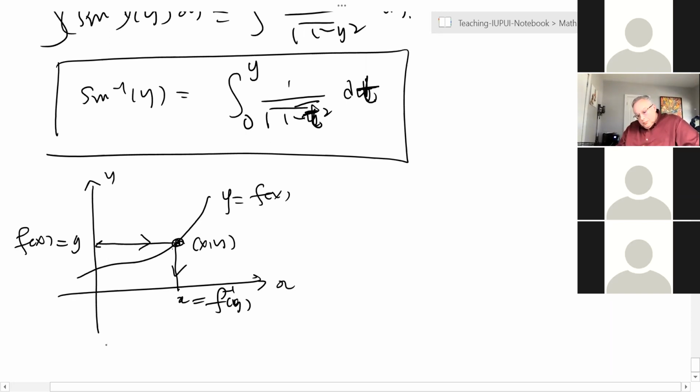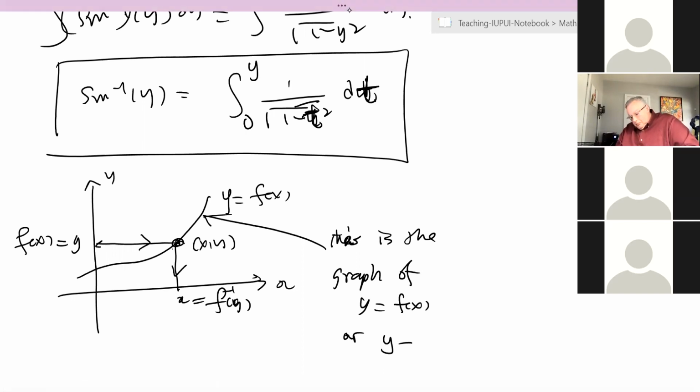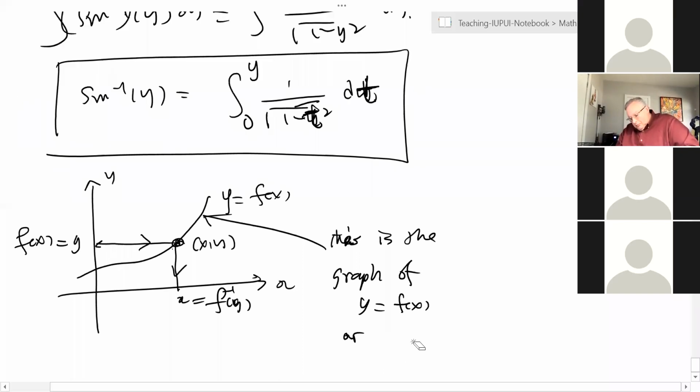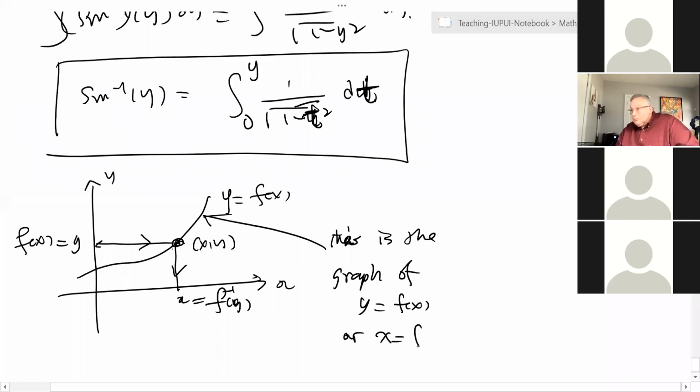Okay, so this graph, this is a graph of the equation y equals f of x, or x equals the inverse of y.